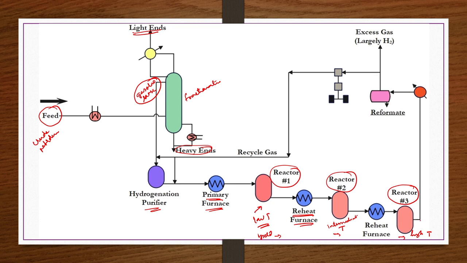So whatever the final products are there after reactor 3, they will be collected as reformate after separation of gases which are largely containing H2. These gases would be compressed, purified and then passed as recycled gas to the hydrogenation purifier again. Right. So for this compressing purpose, non-lubricating compressors are used.